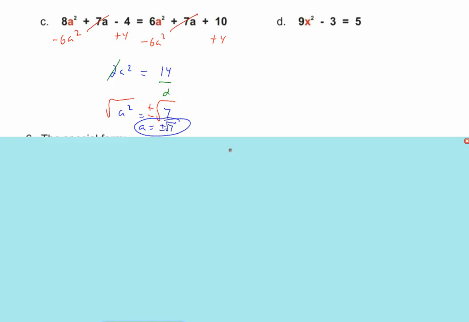All right, go ahead and try D. Oh, it's quadratic. So I want to solve it by factoring, roots, or the quadratic equation. Oh, there's no first power term. I'm going to solve it by roots. Again, if you need help, take a look up. If you don't need help, don't take a look up.